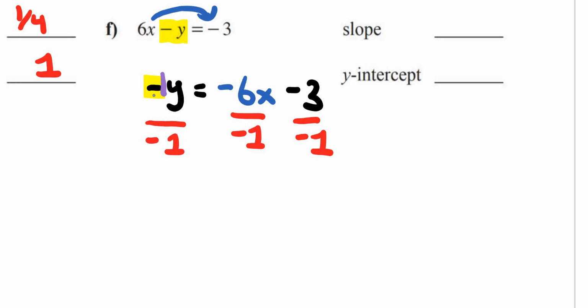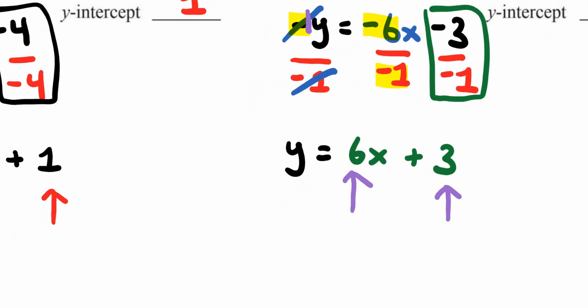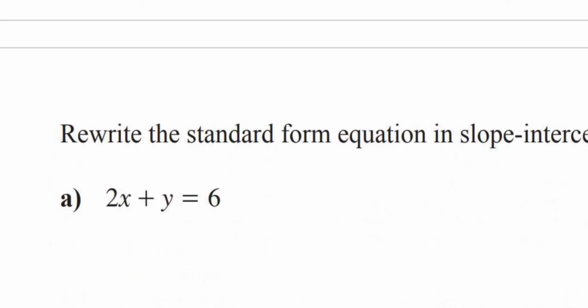All right, if I do that, then this negative 1 and that negative 1 will cancel off, giving you just a y. And then this negative 6 and that negative 1. So negative 6 divided by negative 1 is going to be 6x. And then negative 3 divided by negative 1 is going to be plus 3. So I got 6x plus 3. So my slope is 6 and my y-intercept is 3. All right, so that's it for question number 2. So a little bit of algebra there.